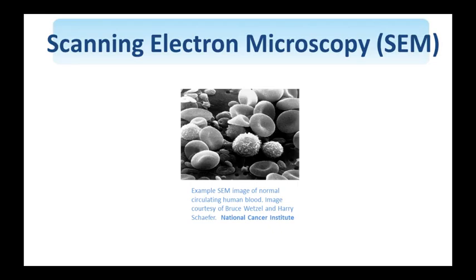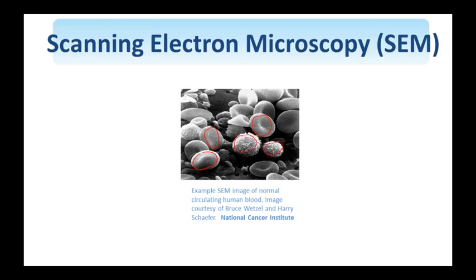So with a scanning electron microscope, SEM, the electron beam scans and records the interaction of the beam with the sample at each and every location. So a complete image is formed by just raster scanning of the beam through the sample. So what we see here is an SEM image of normal circulating human blood, and we can see in this image red blood cells, this for example, as well as white blood cells.